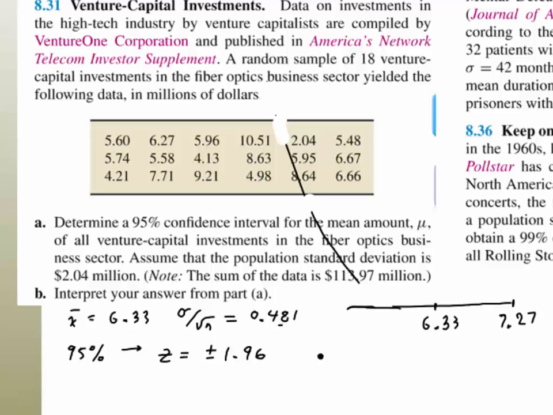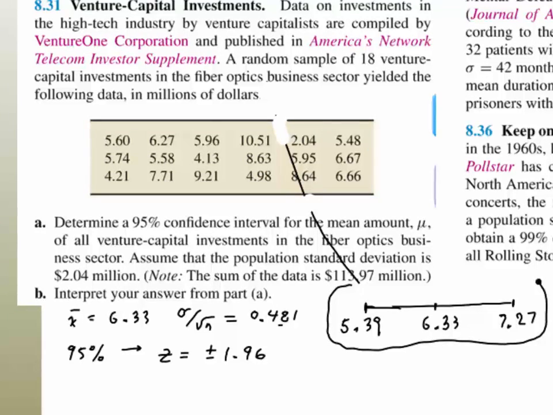So you're going to take 1.96 standard deviations, where our standard deviation is for the sampling distribution. So 1.96 times 0.481 added to 6.33, and then that same value subtracted from 6.33. And what do you get for that? 5.39.